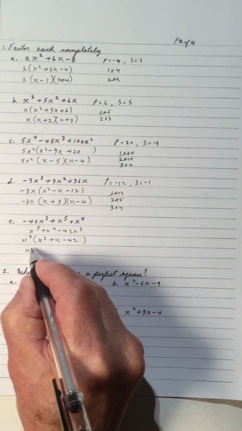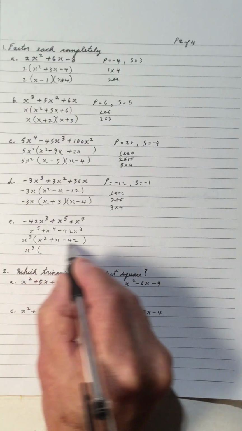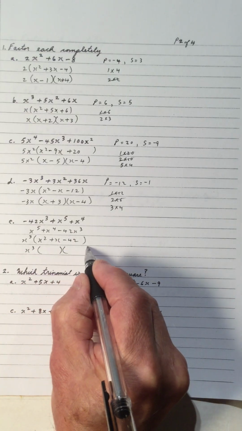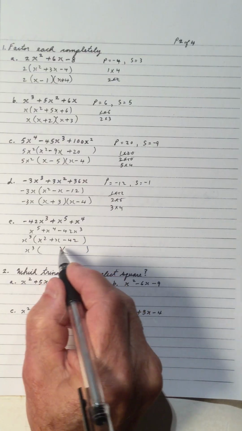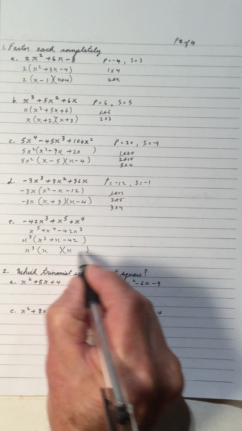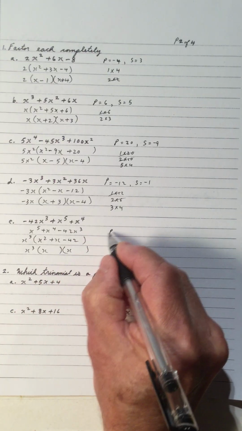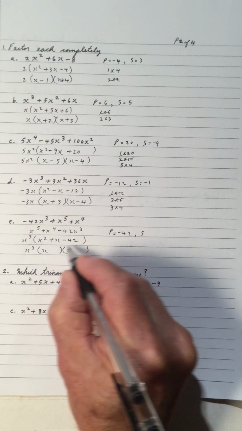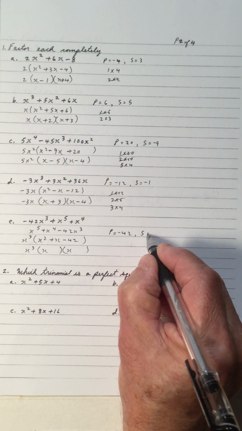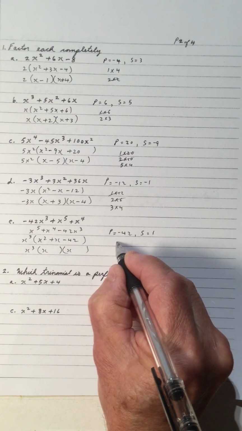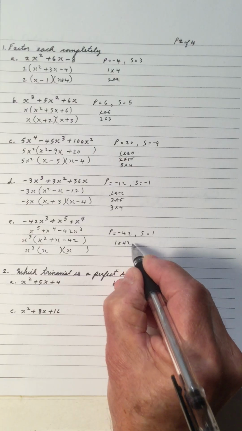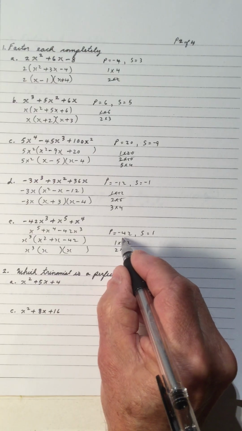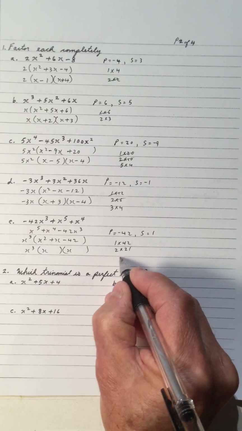And again, if it's going to go further, because we have a trinomial, this is a quadratic, 2 factors, so it's x and x. And the product is on the end, which is negative 42, and the sum is in the middle, a plus 1. 42 is 1 times 42. 42 is even, so it's 2 times 21.